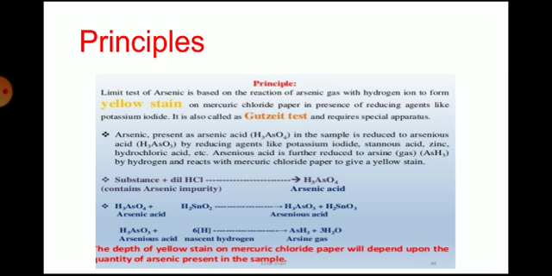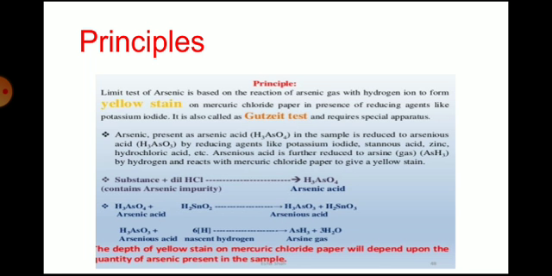The principle behind the limit test of arsenic is based on the reaction of arsine gas with hydrogen ion to form a yellow stain on mercuric chloride paper in the presence of a reducing agent like potassium iodide. This is also known as the Gutzeit test.